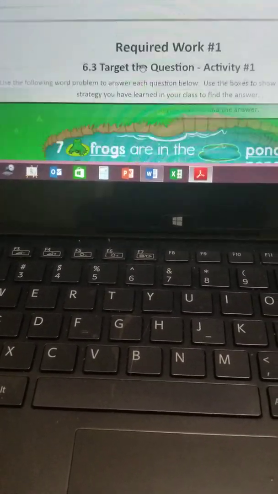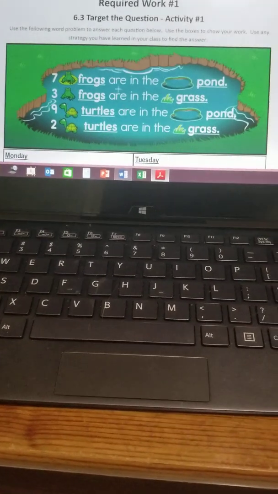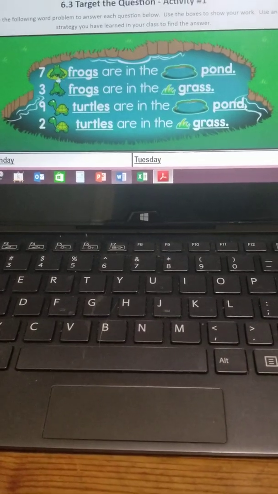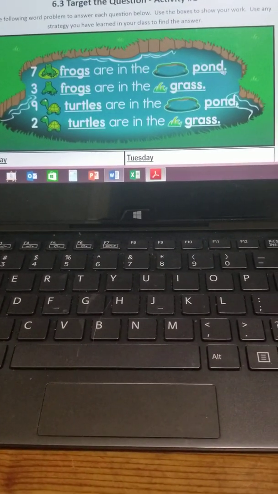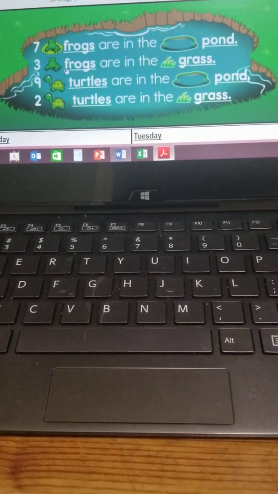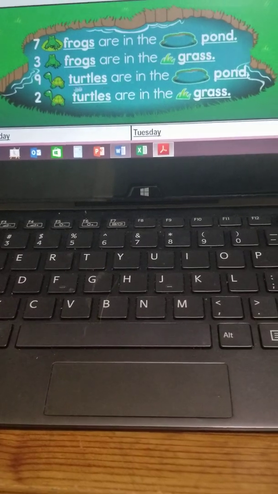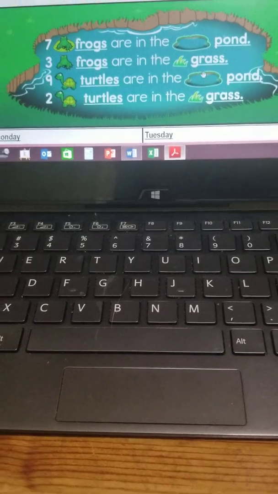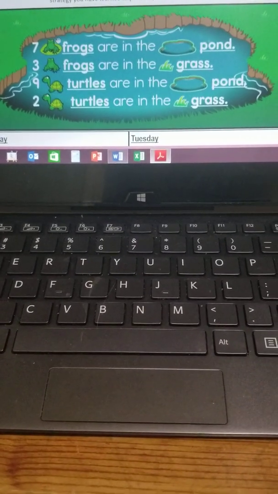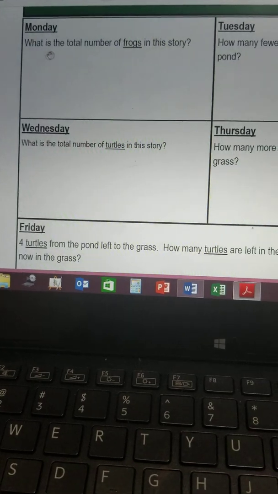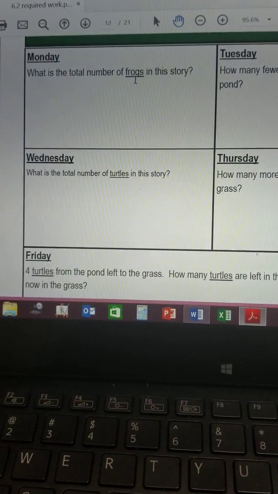Okay, so your first sheet are your target questions. And this time we're looking at a pond with frogs and turtles. So all your questions are going to be based on this picture here. You've got 7 frogs in a pond, 3 frogs in the grass, 9 turtles in the pond, and 2 turtles in the grass. So keep referring back to this picture here to help you answer the questions for Monday, Tuesday, Wednesday, Thursday, and Friday.